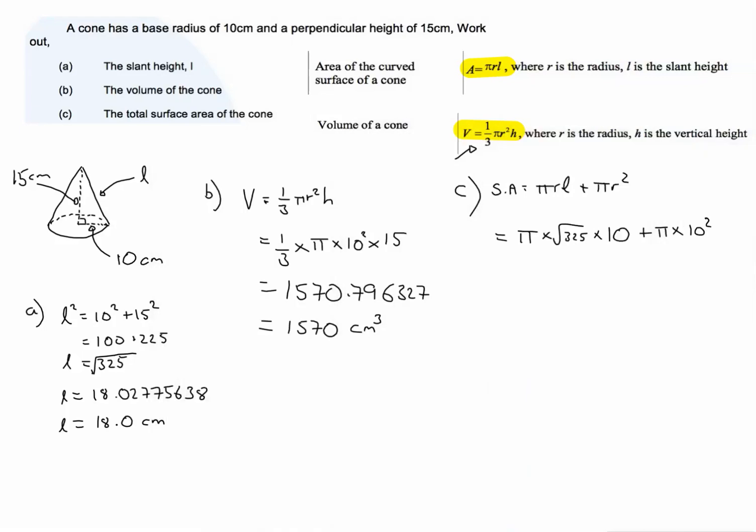Now I've got that all going on in one go, and my answer there, 880.5179353. So I'm going to put it all down in one go, equals 880.5179353, and at that point I will round it to three significant figures. It's 881 centimeters squared. Remember that we're talking about an area there. And there we have the answers to all three parts of the question.